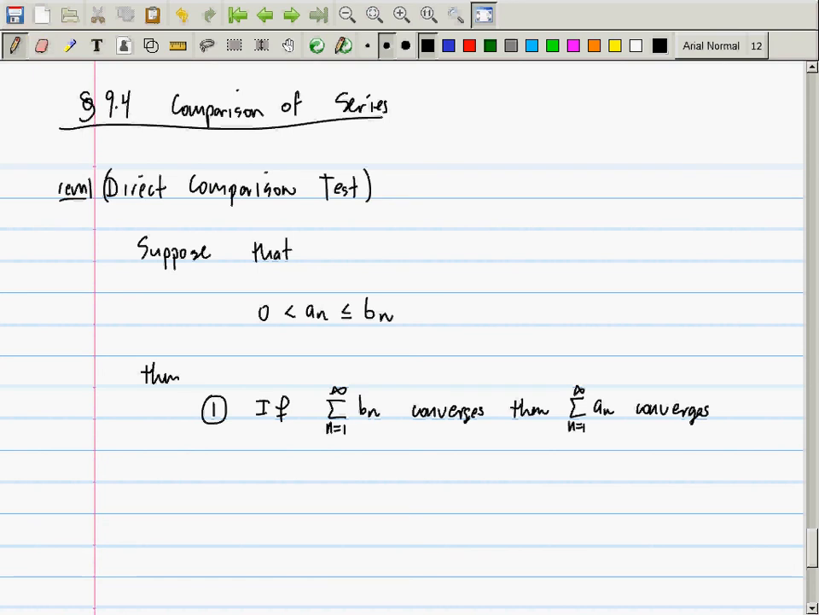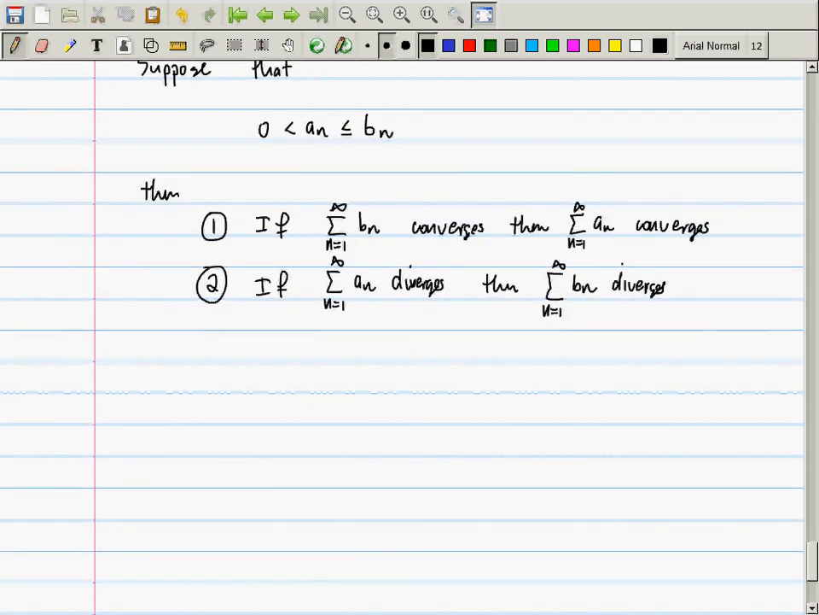Similarly, you could take the logical opposite of this, and say if the sum from n is 1 to infinity of an diverges, then what must be true? The sum of bn must diverge. Again, if I use the words big and little, I have two positive sequences, one big and one little. If the little one is so big that it diverges, then the big one must also diverge. Now let's see why this is the case. And this is actually quite easy to show.